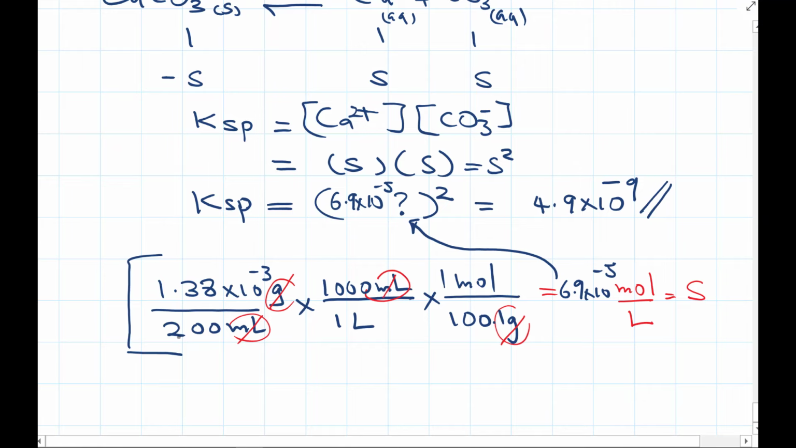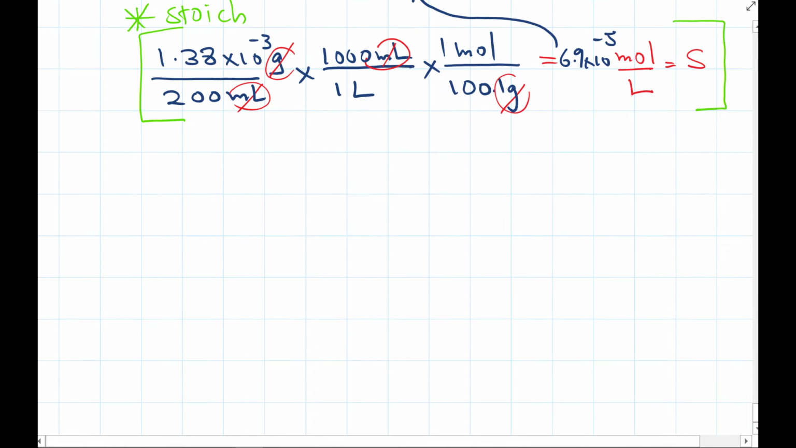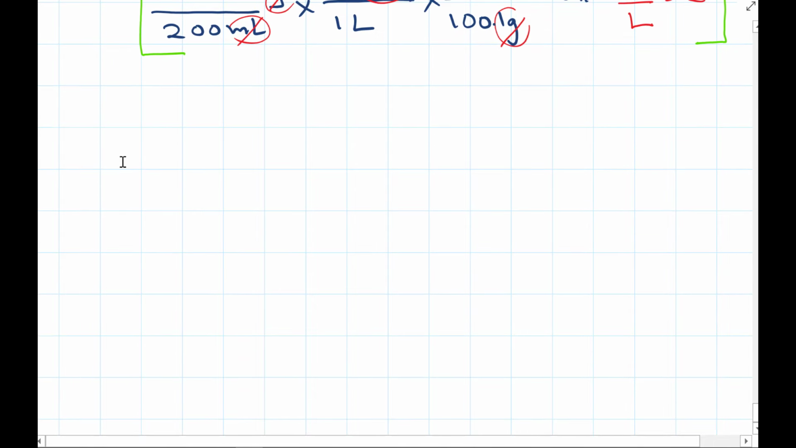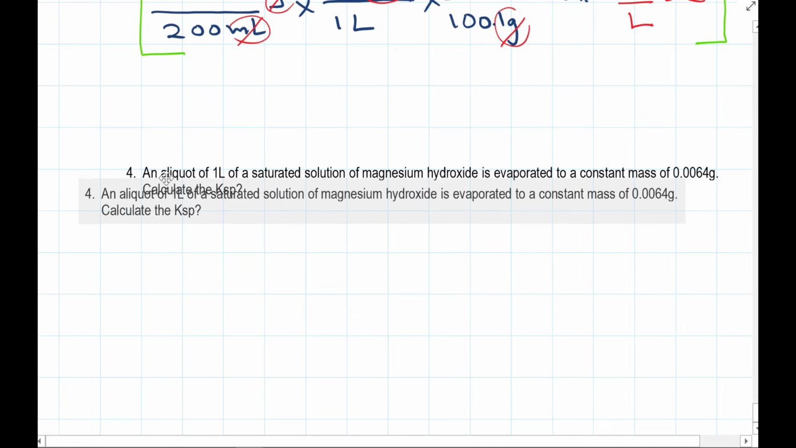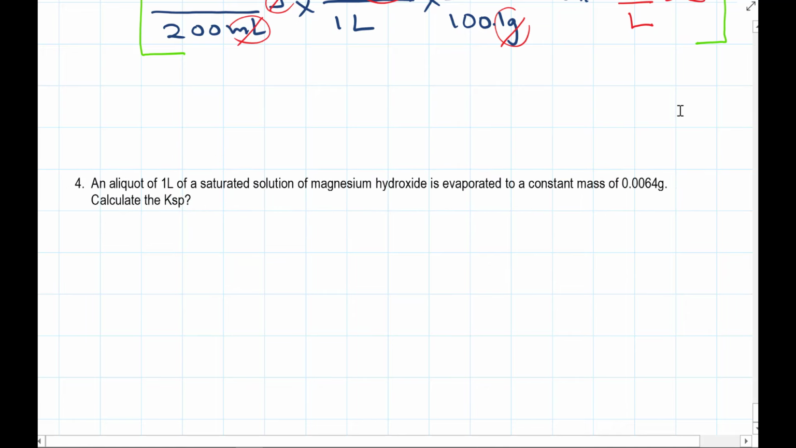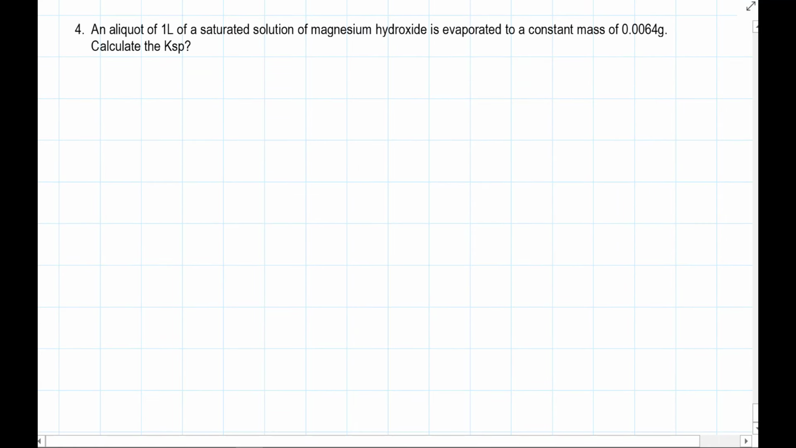Now the next question has a little more of an experimental side, and this is specifically stoichiometry. So you want to have sound stoichiometry knowledge in order to do these questions. Let's get back the question that we put away. I think that's the last question. Here we are given an aliquot of 1 liter of saturated magnesium hydroxide solution, evaporated to constant mass of this much.